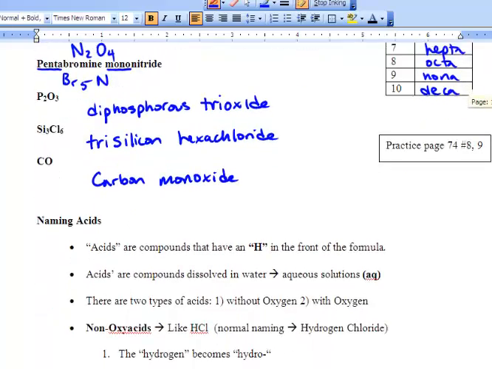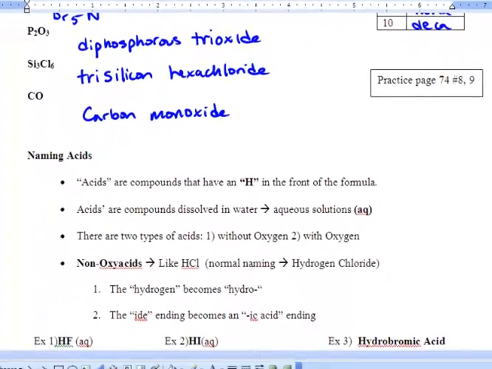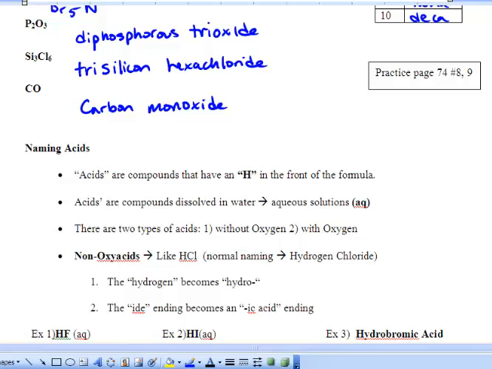Now moving along, we're going to name some acids. So we've done ionic compounds, covalent compounds. Now we're going to name some acids. And remember, this is just a review from grade 10. So acids are compounds that have an H in front of the formula. Acids are compounds dissolved in water, so they usually have, or always have, an aqueous or AQ.